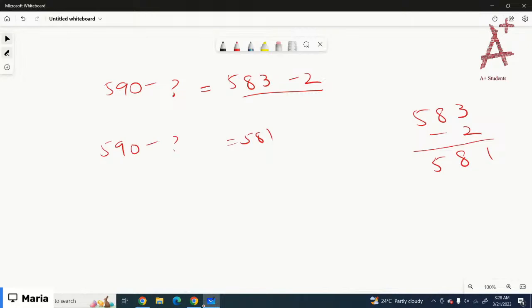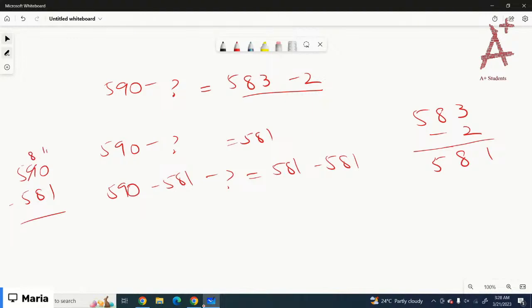Got it? So just subtract 581 from both sides. It will be 590 minus 581 equals 581 minus 581. So just subtract 581 out of 590. You cannot subtract 1 out of 0. You have to borrow 1. Here you have 8 and here you have 10. So 10 minus 1 is 9. 8 minus 8 is 0 and 5 minus 5 is 0. So here you have 9 minus missing number equals 0. So 9 minus what number makes 0? 9 minus 9 makes 0. Got it? That means the missing number is 9.